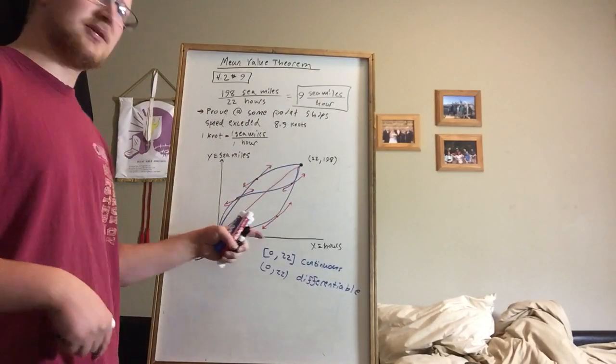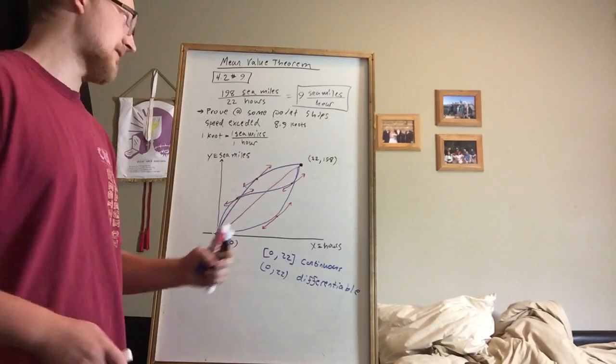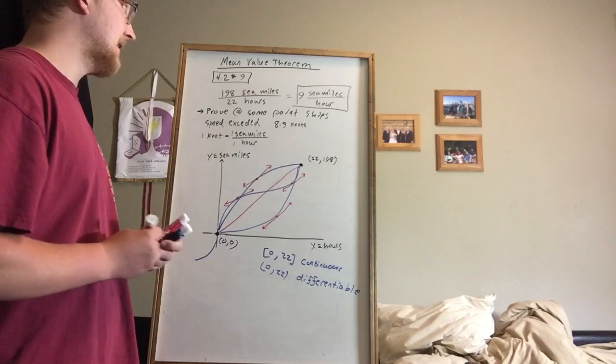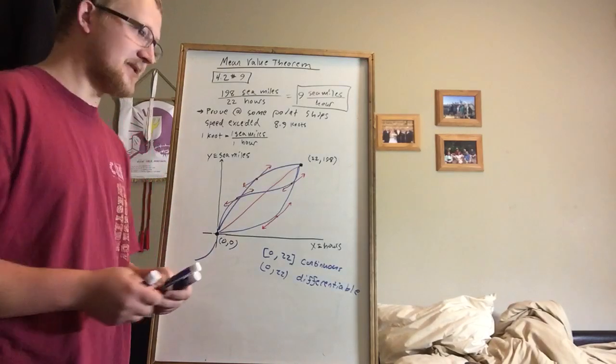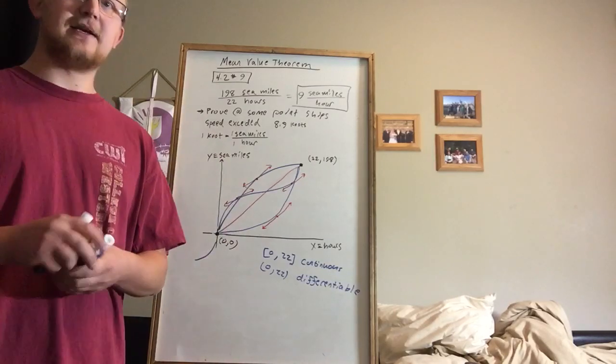And so for every possible path the boat could take, there must at least be one time at which it is traveling at 9 sea miles per hour. And that is the whole point of this problem, applying this mean value theorem to reality, in which it can be very useful.